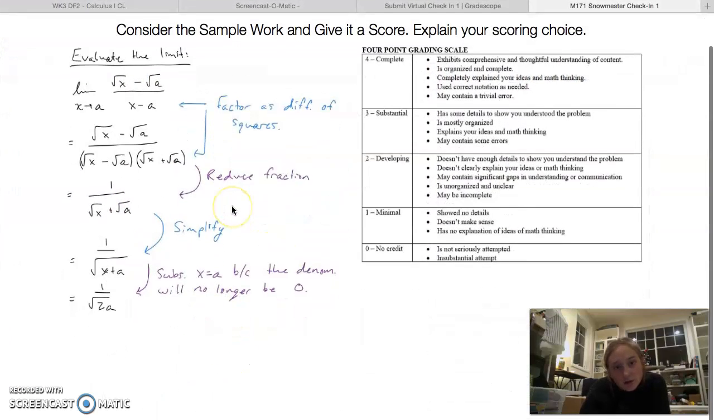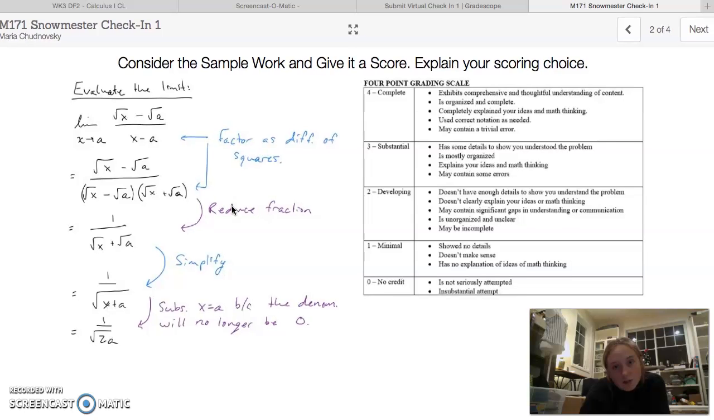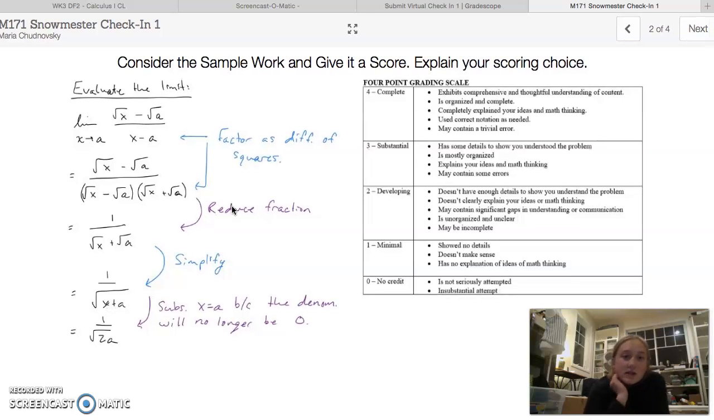So starting off with question number one, consider the sample work and give it a score. Explain your scoring choice. It looks like they're evaluating the limit as x goes to a of square root of x minus square root of a all over x minus a. They said they factor as difference of squares, then reduced the fraction, simplified, and then subbed x equals a. So let's see what I get.